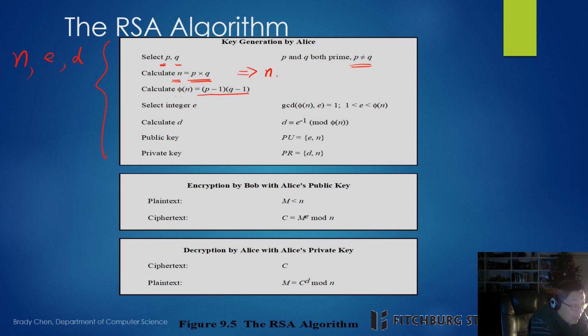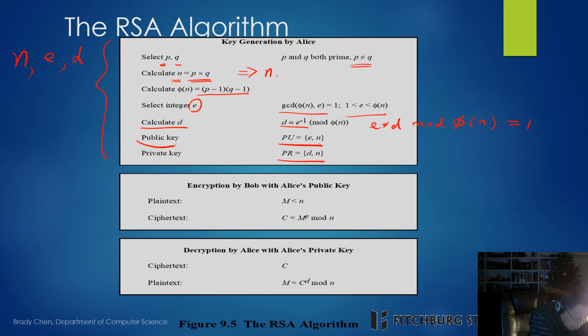We know this from the previous slide. Then we select integer E such that the GCD of phi of N and E is 1, and E is between 1 and phi of N. Then we calculate D, which is the multiplicative inverse of E modulo phi of N; in other words, E times D modulo phi of N is 1. Then we make the public key, which is E and N, and the private key, which is D and N.